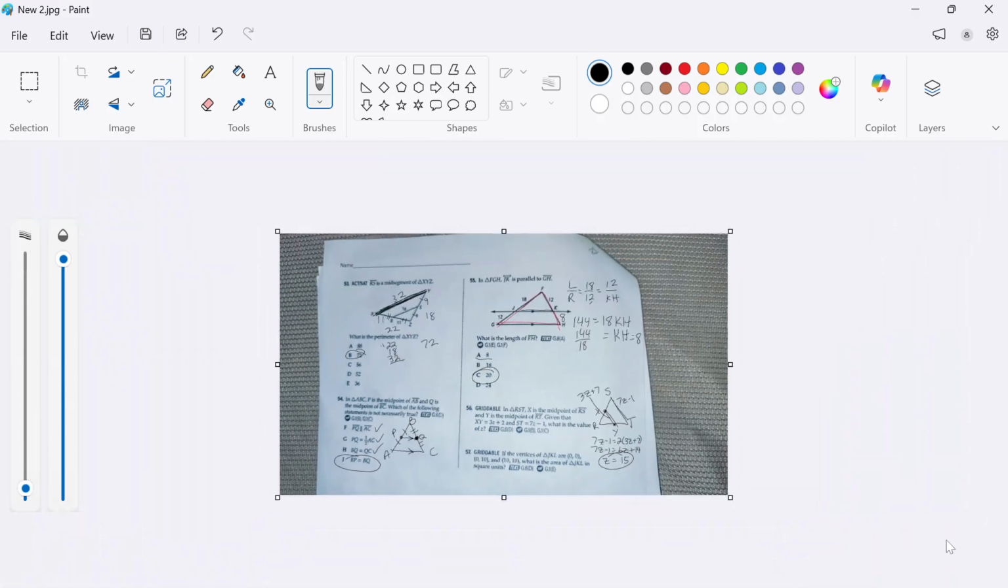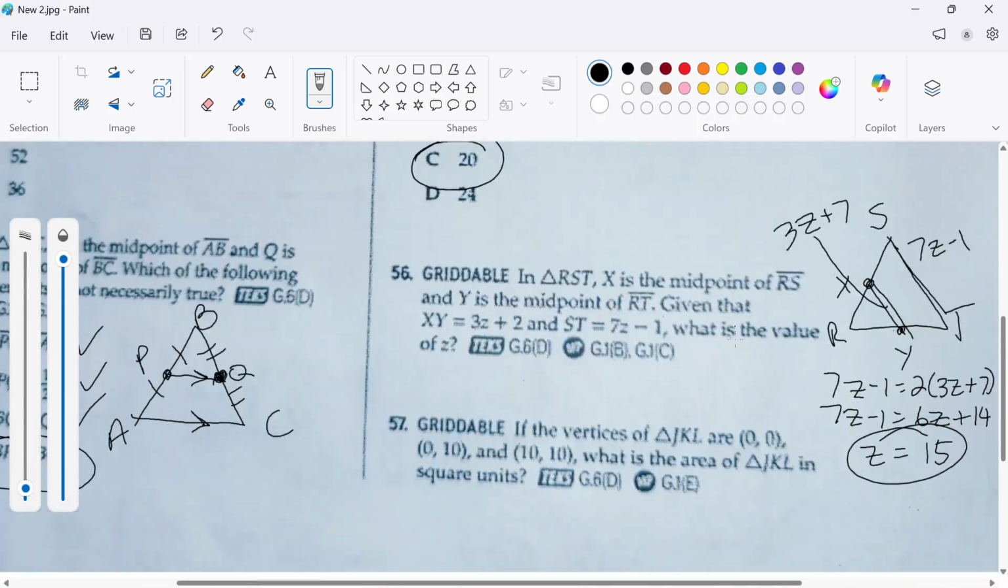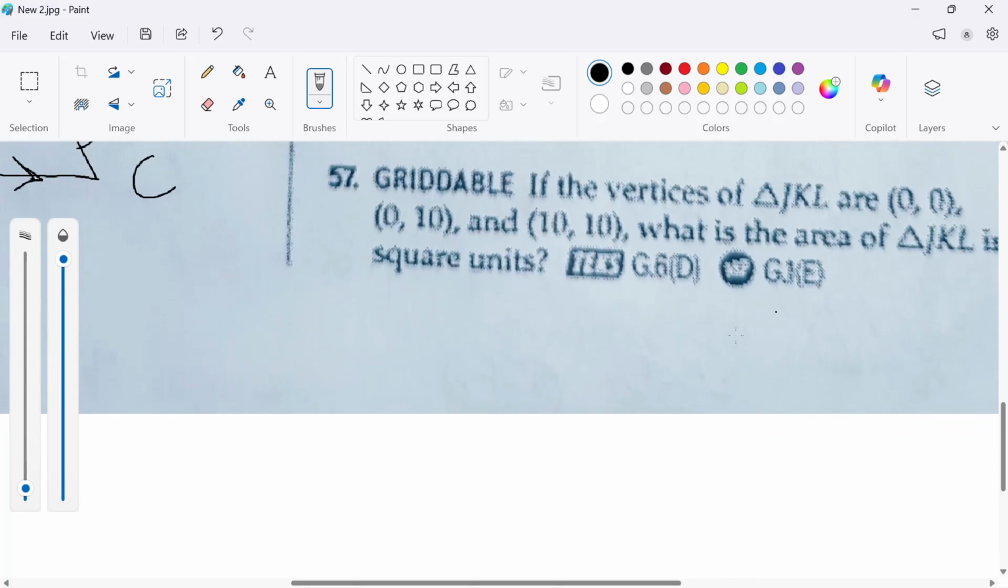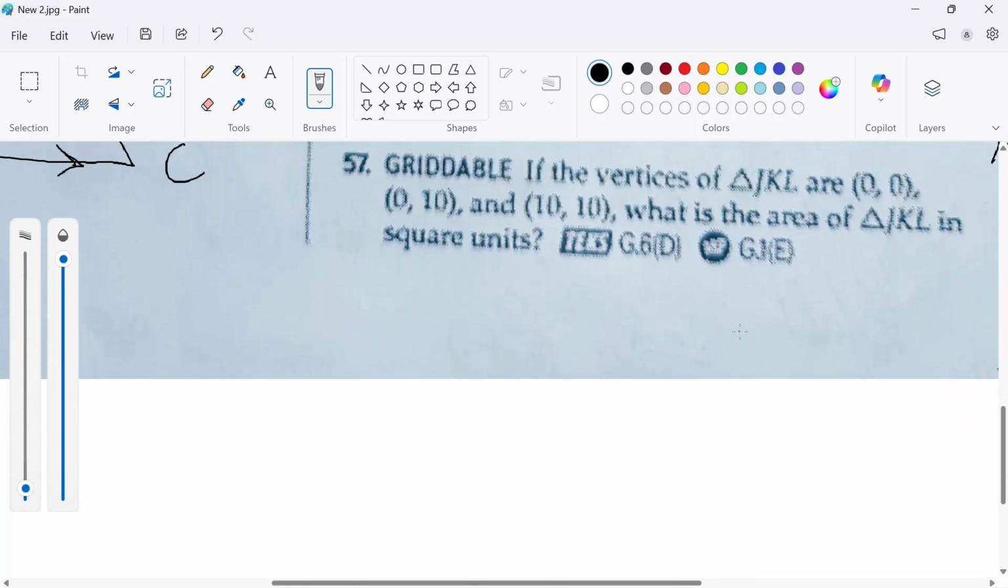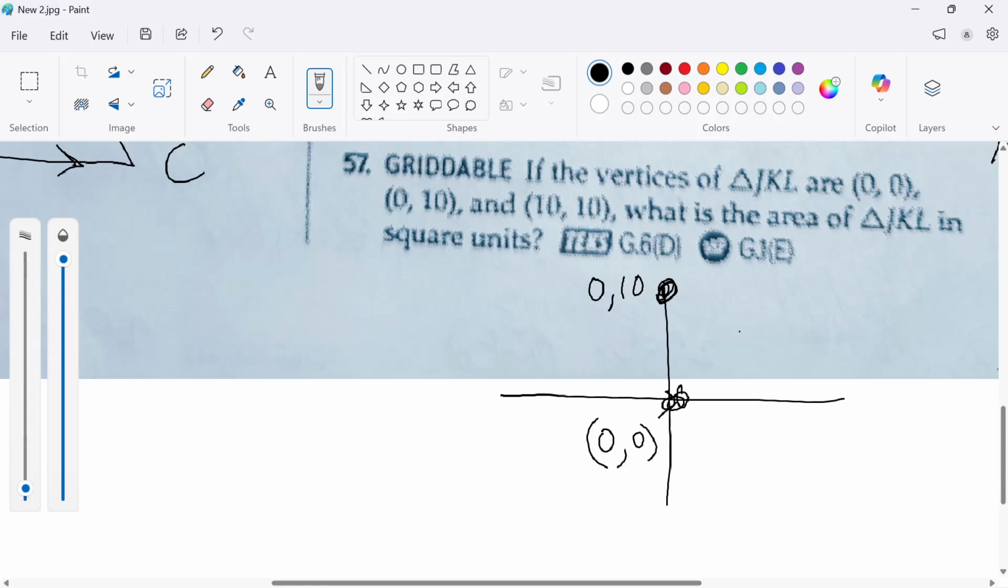And now one more question. I think I'm going to need a little bit more room, so I will make it. If the vertices of JKL are 0, 0, all right, this is on a coordinate plane, so I'm going to draw it. Here's 0, 0. 0, 10, so it's 10 up. This is 0, 10. This is 0, 0, and 10, 10. So this is 10 on the X. This is 10, 10.